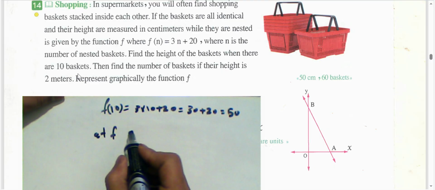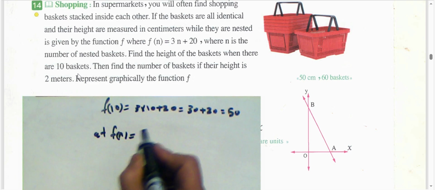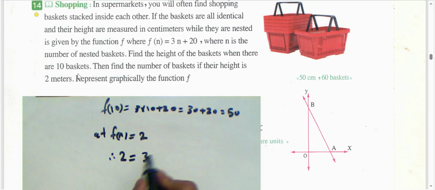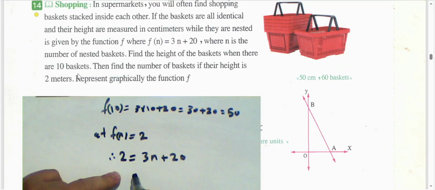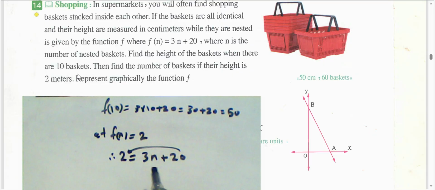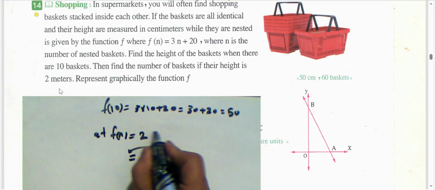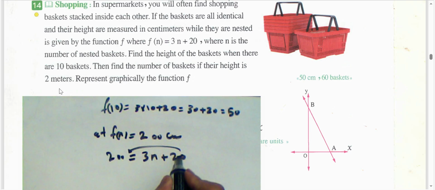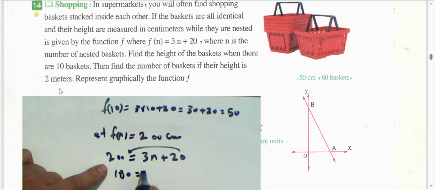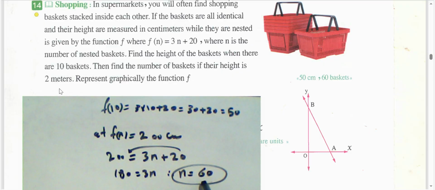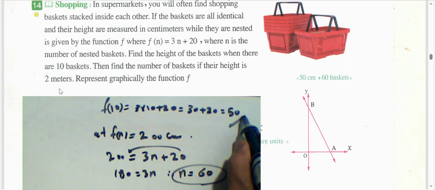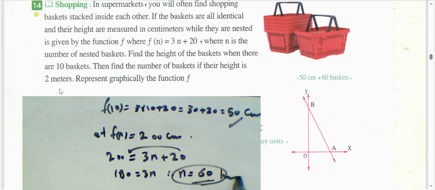At f of n equal to 2, then 2 will be equal 3n plus 20. 2 here refers to the number of meters. But the relation here is in centimeters, so convert from meter to centimeter, it will be 200 centimeters. Move here 20, 200 subtract 20, 180 equals 3n. The number n will be 60. The number of baskets will be 60 baskets. Solution: number 1, it will be 50 centimeters the height, and here it will be 60 baskets.